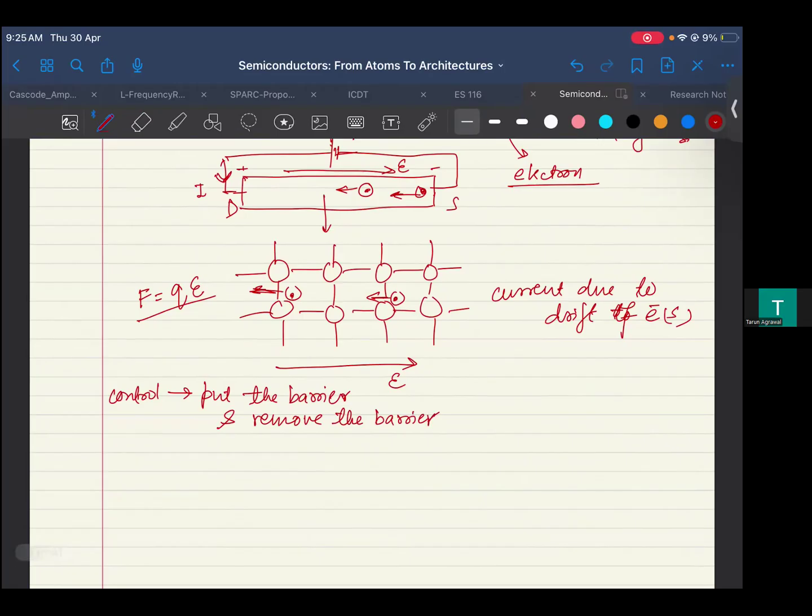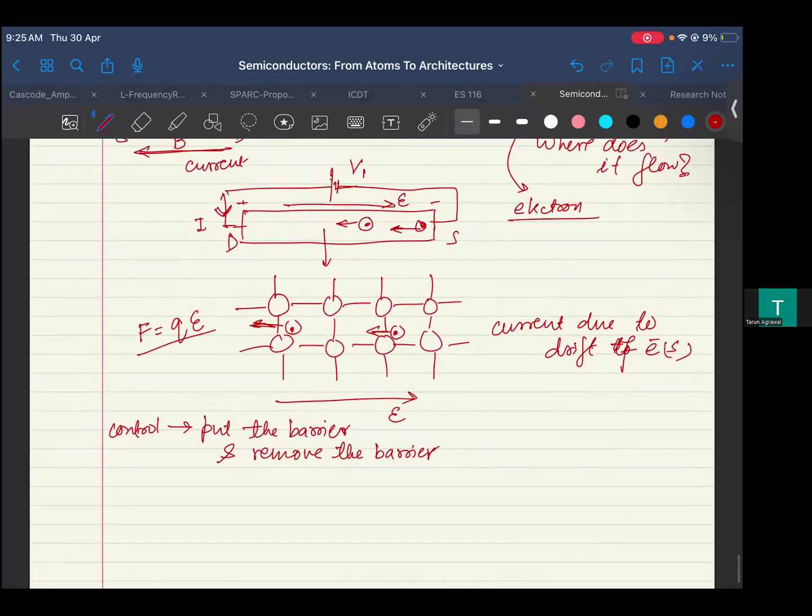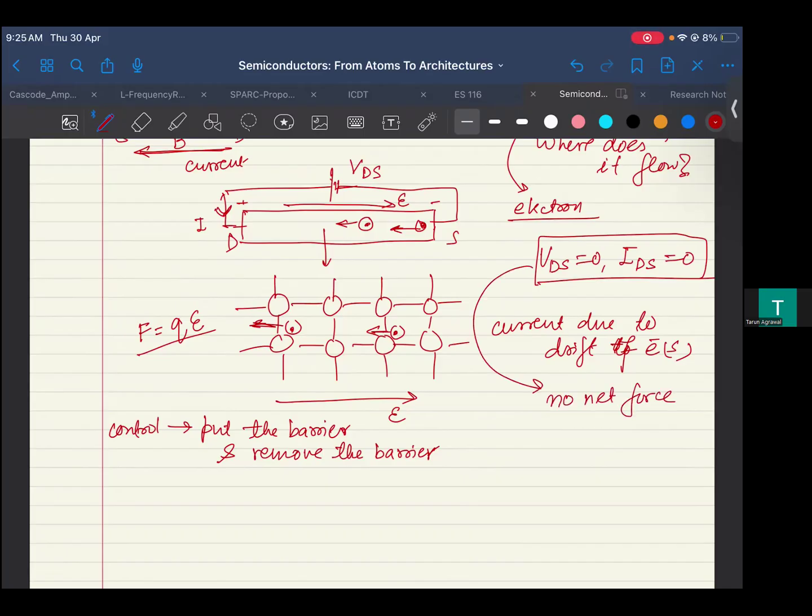So then we see that whenever I apply this VDS, I'm going to see a current flowing. But if VDS is 0, then there should not be any current flowing. This should be 0, because there is no net force on the electron to drift. That is the reason.